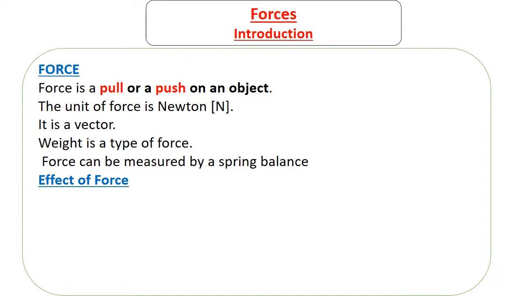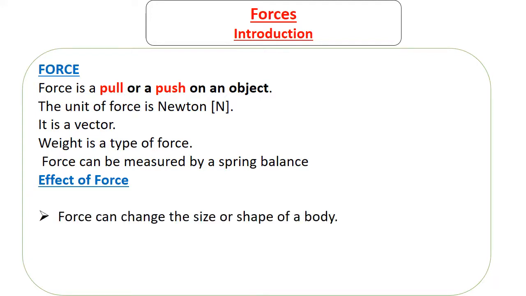Then next, we're going to take a look at effect of force. So when force is applied at an object, what happens? If someone punches you, it means they have applied force on your face. So what can happen to your face or to you? There are two things that can happen. The first is force can change the size or shape of a body. So your face can have its shape or size changed. So that's one effect of force. It can change the size or shape of a body.